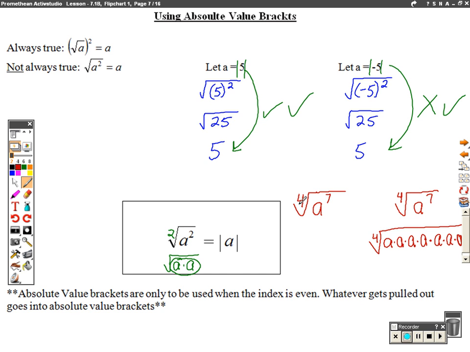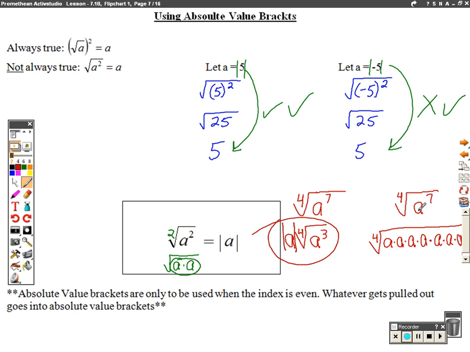Looking at another example, like the 4th root of a to the 7th, the shortcut way of doing this is you divide the index into the exponent. 4 goes into 7 one time with the remainder of 3. 3 of them are left over underneath the 4th root. But remember, since my index is even, whatever I bring out of the radical goes into absolute value brackets.